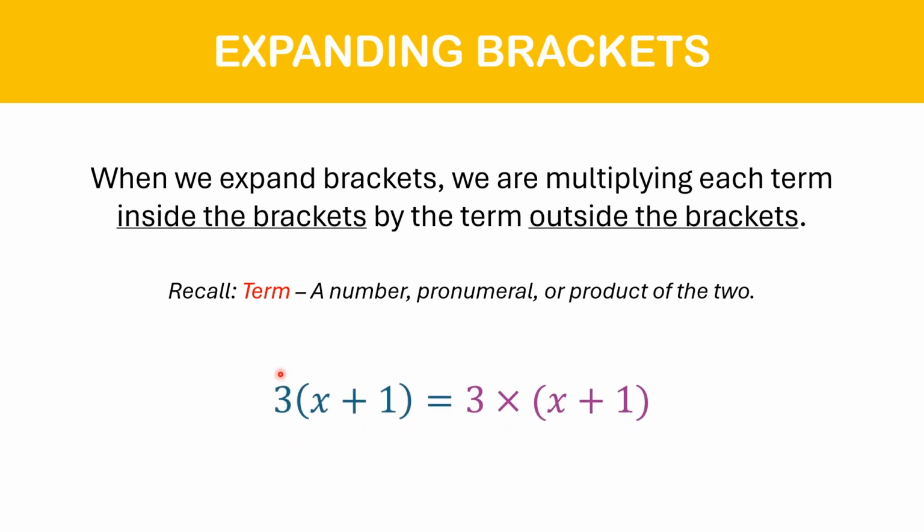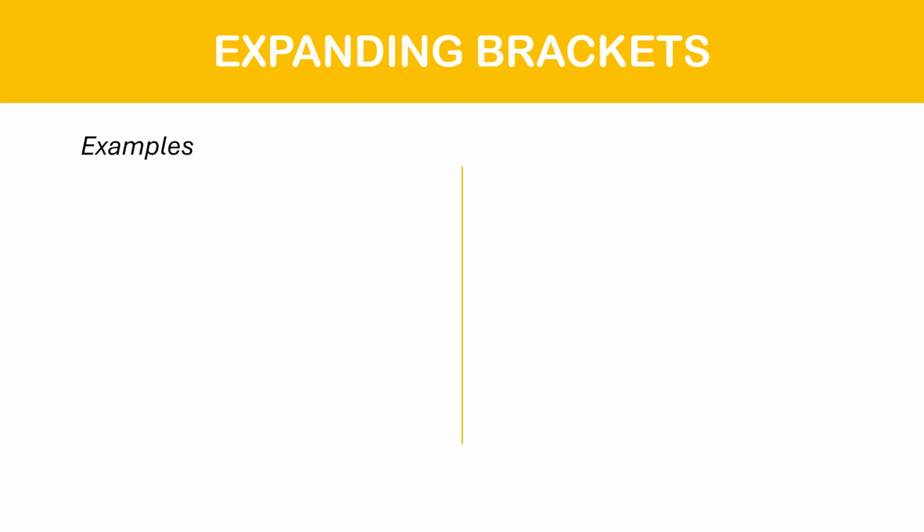We can expand 3 bracket x plus 1, with the notion that this relationship 3(x plus 1) means 3 times (x plus 1). So logically we must times 3 by everything inside the brackets, every term. So in this case, we would times 3 by x, and we would then times 3 by 1 and express our result. So let's have a look at some examples.